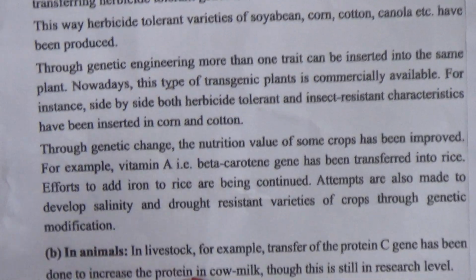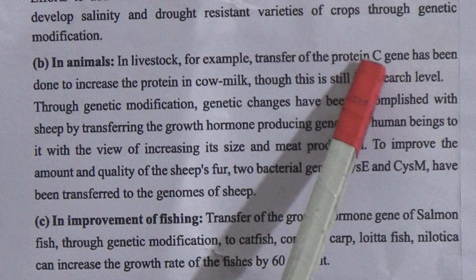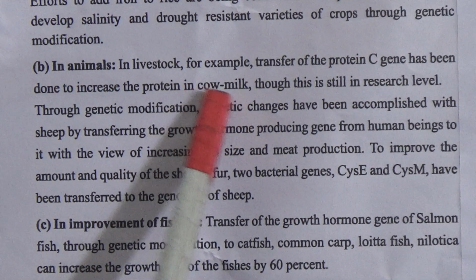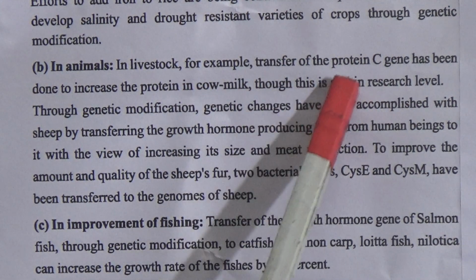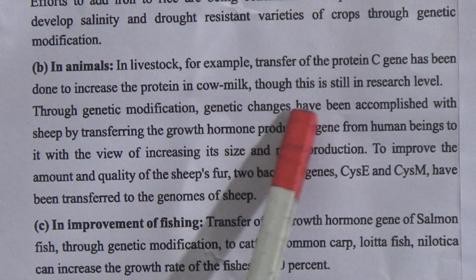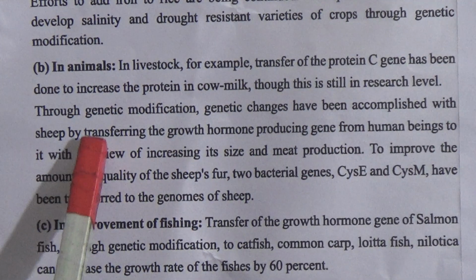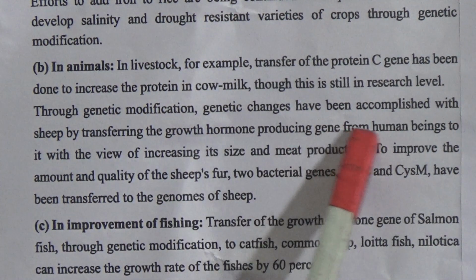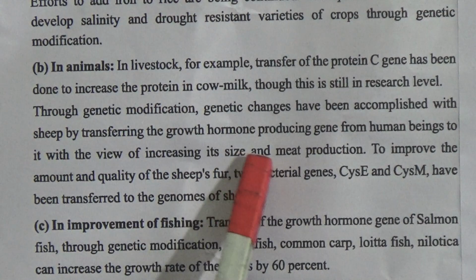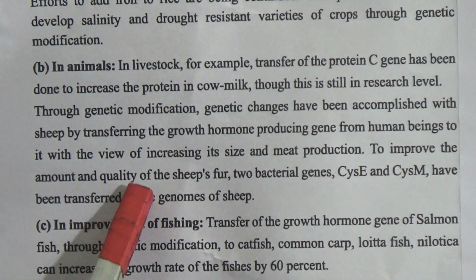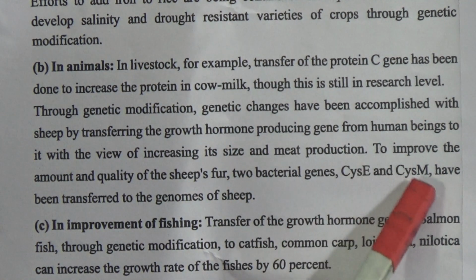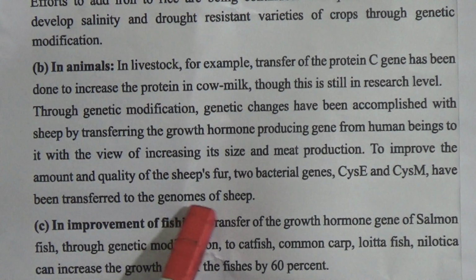Now come to animals. In livestock, for example, transfer of the protein C gene has been done to increase the protein of cow milk, though this is still at research level. Through genetic modification, genetic changes have been accomplished in sheep by transferring the growth hormone producing gene of human beings to it, with a view to increasing its size and meat production, and to improve the amount and quality of sheep's fur. Two bacterial genes, CSE and CSM, have been transferred to the genome of the sheep.